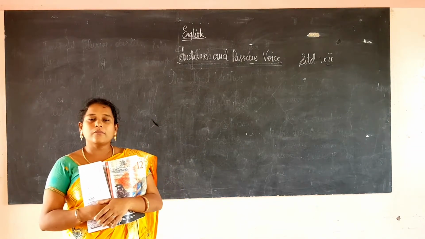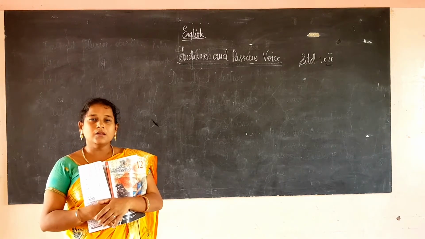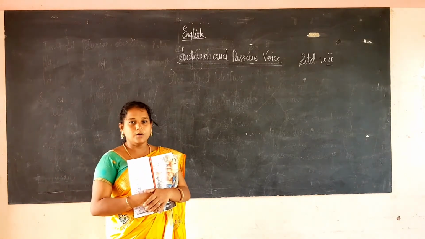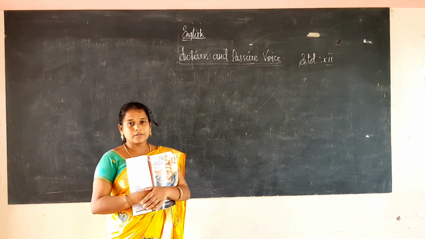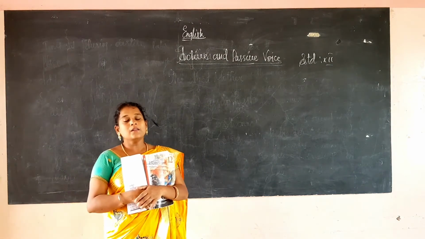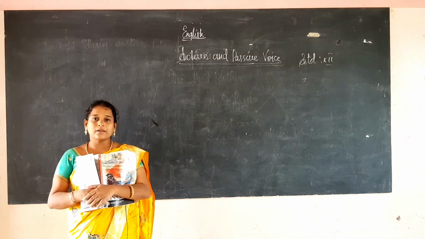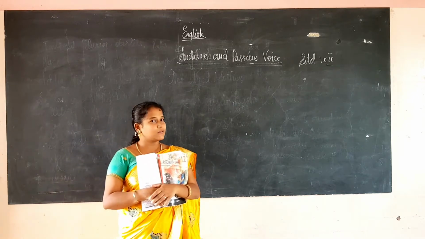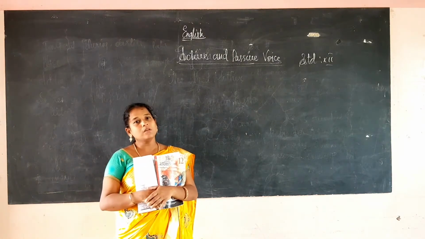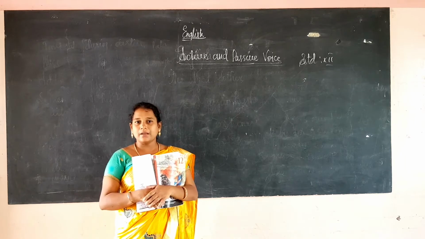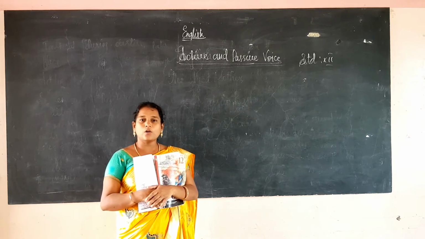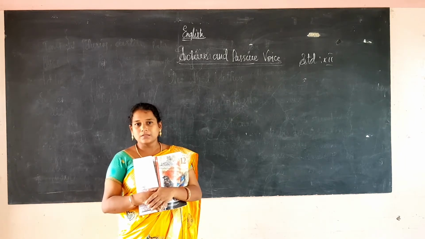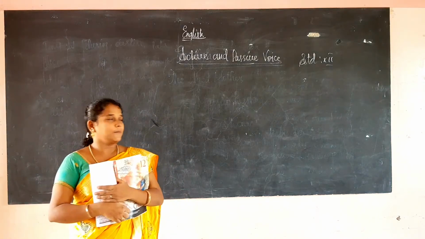Then we have to supply the helping verbs, auxiliary verbs, according to the noun. Then we have to change the verb into the past participle form. Then we have to add the agent by. Then the subject of the sentence will come as the object of the sentence. This is the rule we have to follow. Let us see.